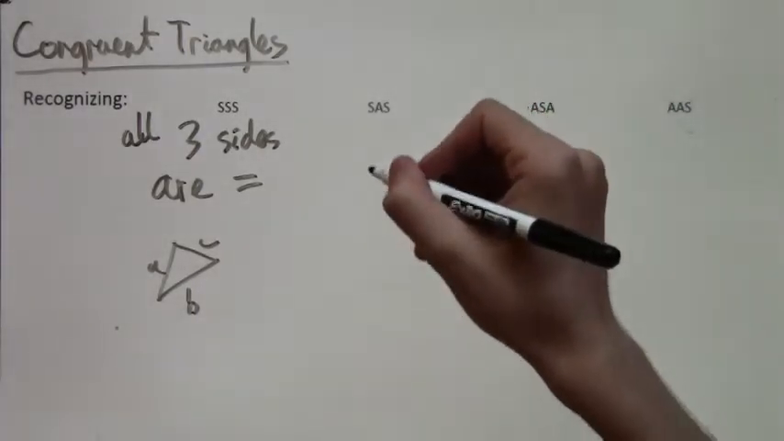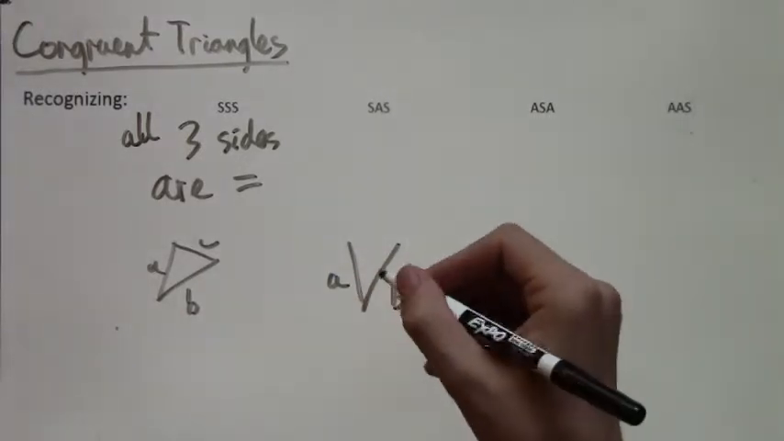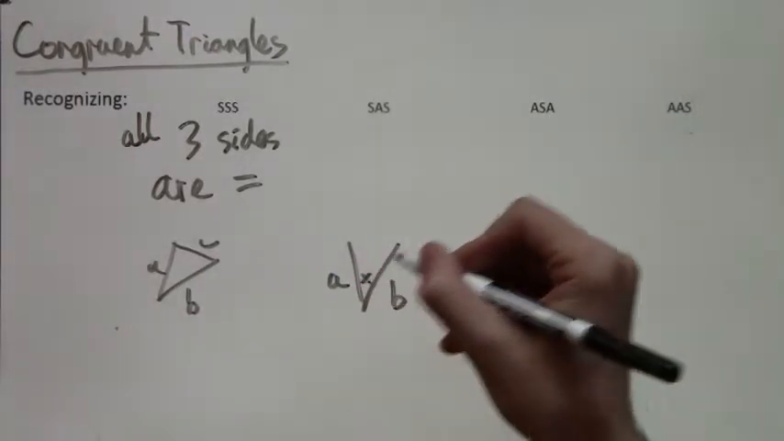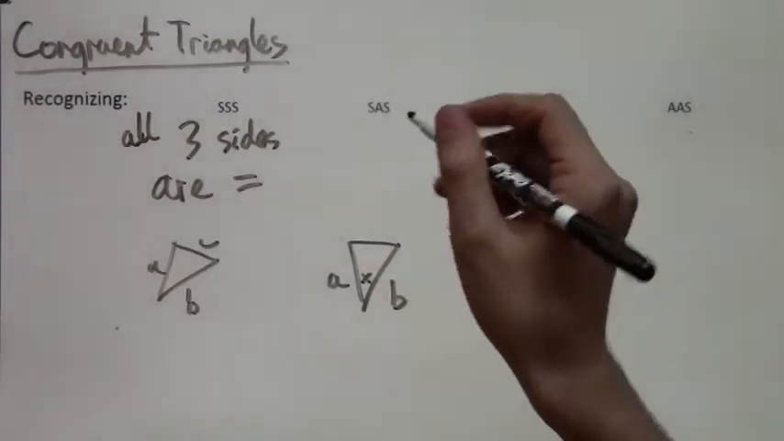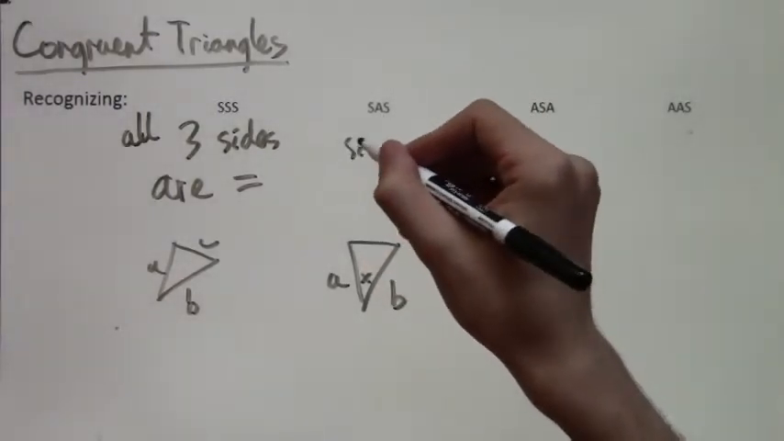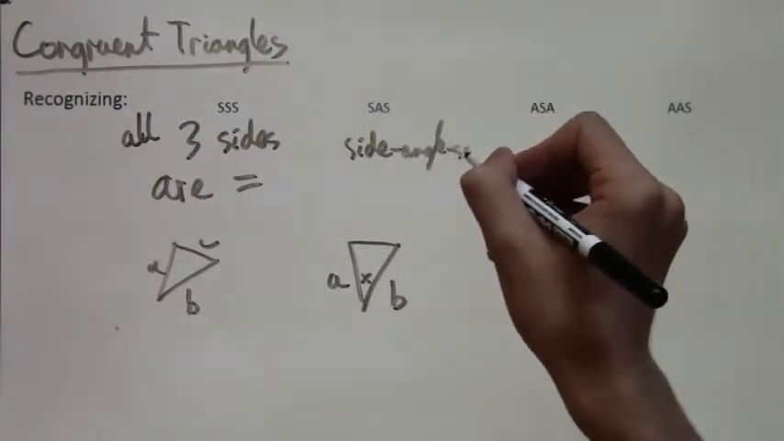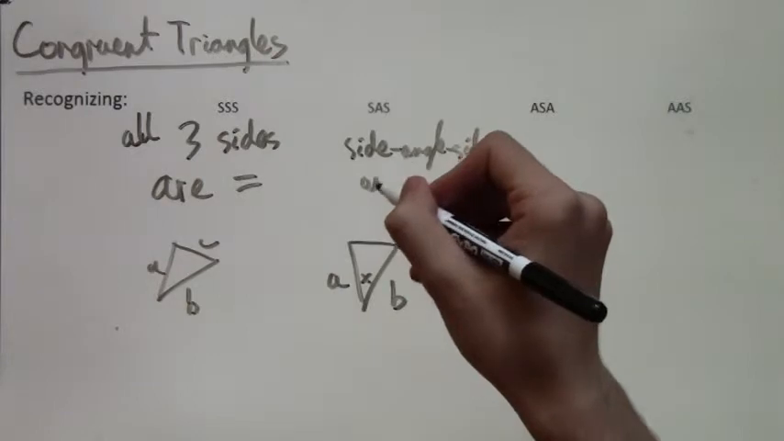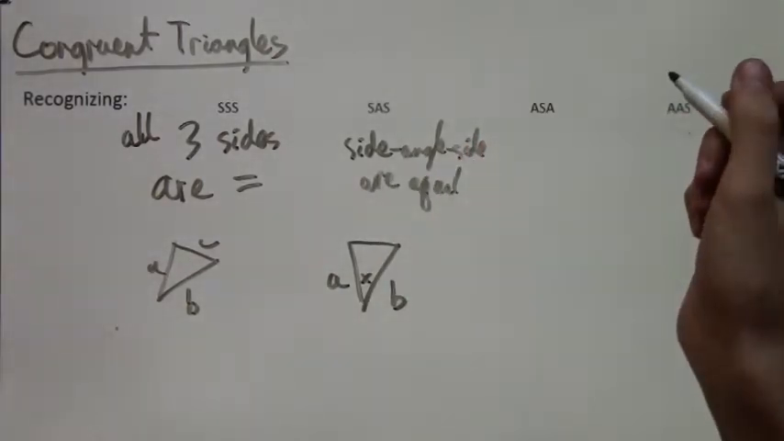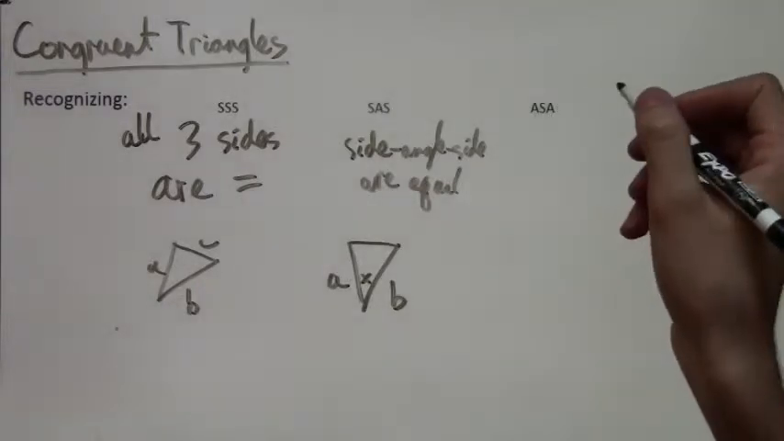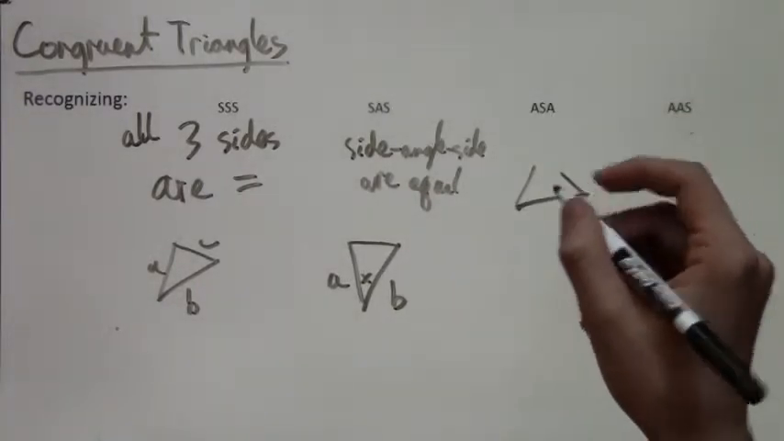Next is SAS. The S stands for side, A stands for angle, and SAS means that you know two sides and the angle between those two sides of two triangles, and that they match up. So if I have two triangles and I know they have two of the same sides and the angle between them is the same, SAS applies, and the triangles are congruent.